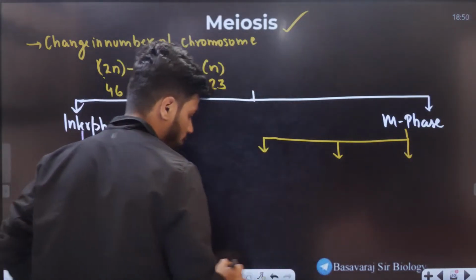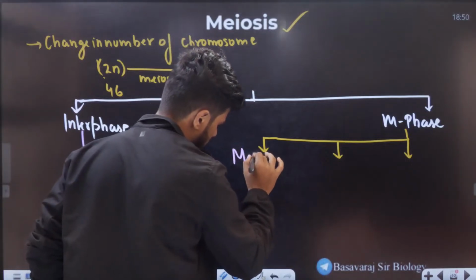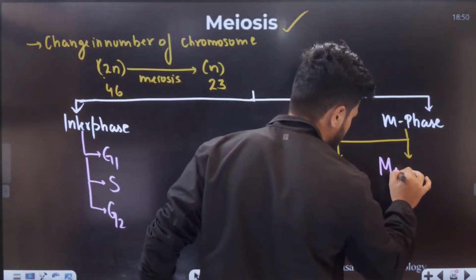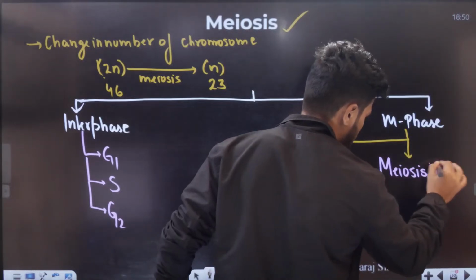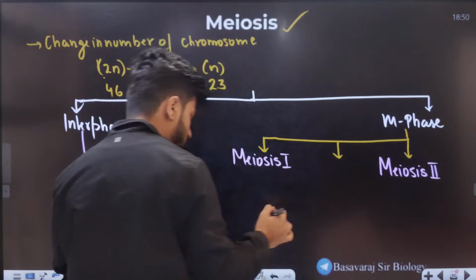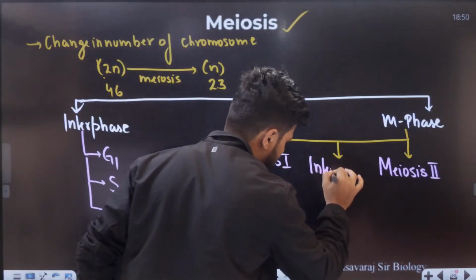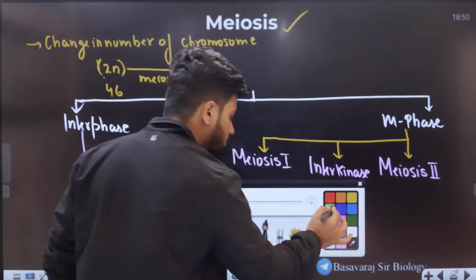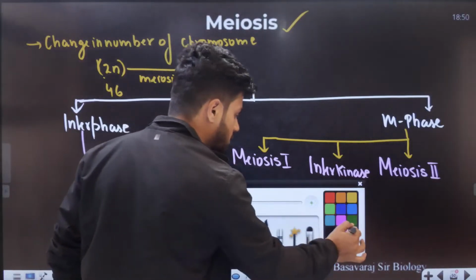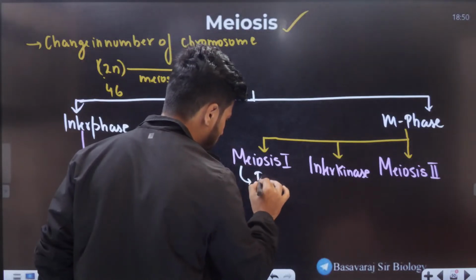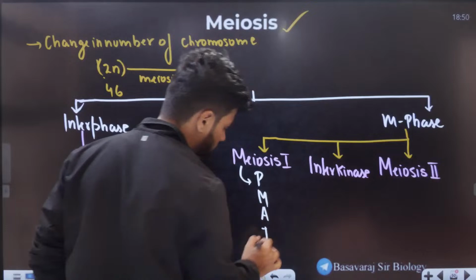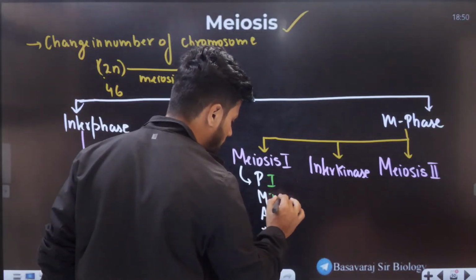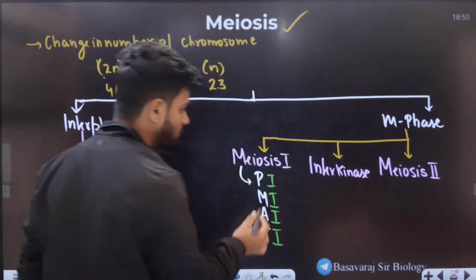The first one is called meiosis 1. Then we have meiosis 2. Between meiosis 1 and meiosis 2, there is something called interkinesis. Now this meiosis 1 is divided into P, M, A, T: prophase 1, metaphase 1, anaphase 1 and telophase 1, because it is meiosis 1.